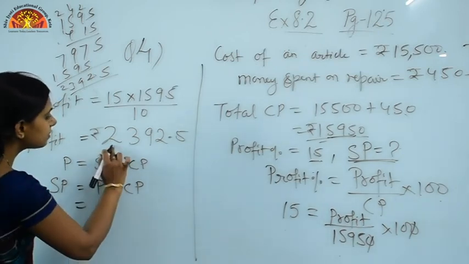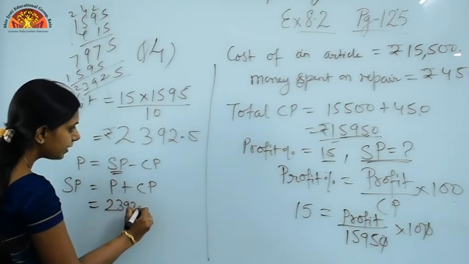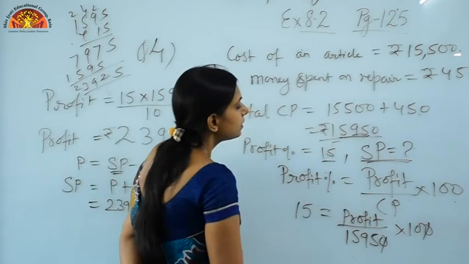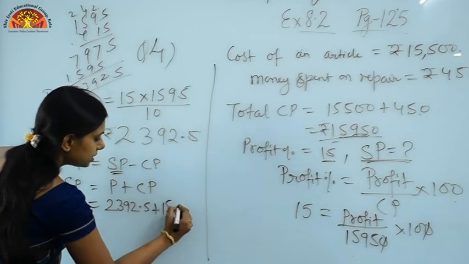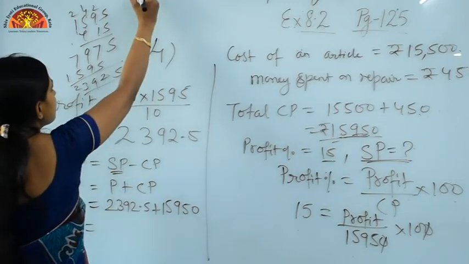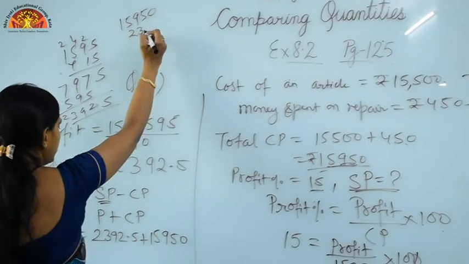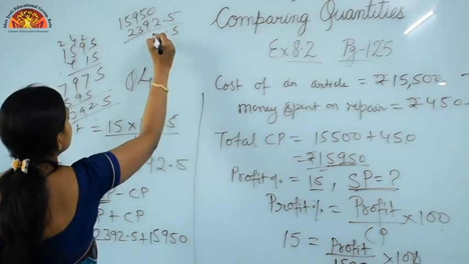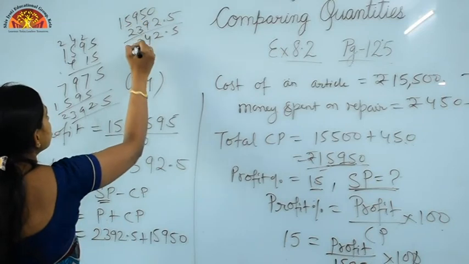अब profit आपके पास कितना आया था, that is 2392.5. And what is the cost price? Total cost price आपके पास कितनी थी, that is 15,950. Now you can just evaluate it, that is 15,950 plus 2392.5. When you will just add it, just see over here, 9 plus 5 is 14, 13, 8.